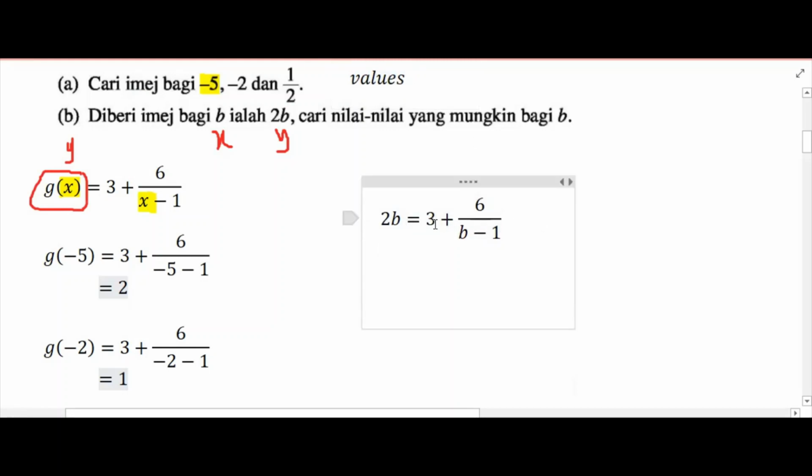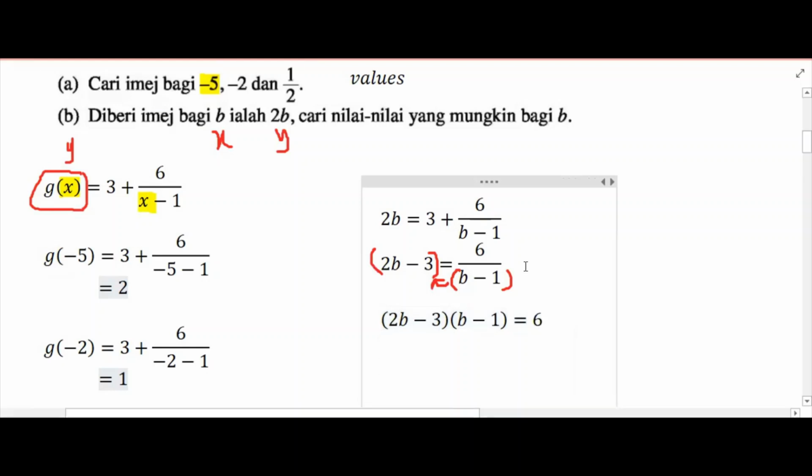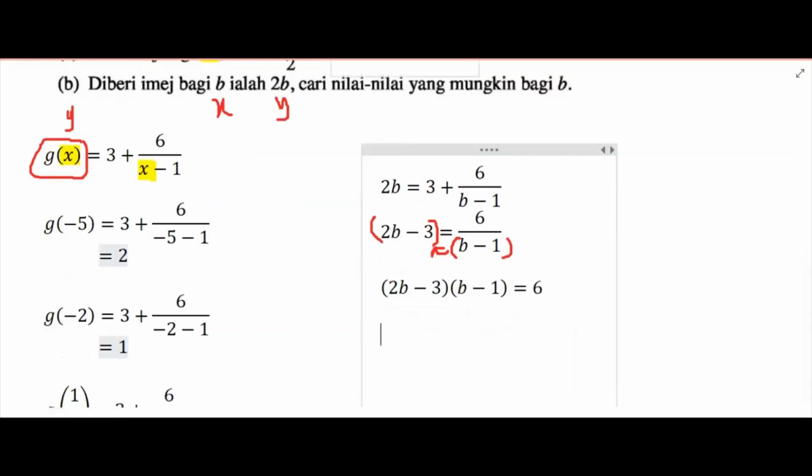So here, how you're going to do, I will move the 3 to the left side first. Pindah 3 ke kiri. So I left 6 over B minus 1. And then I am going to move the fraction up. Yang ini pergi ke atas. So the whole thing times with this one, darab dengan ini. So dia pindah ke atas. (2B minus 3)(B minus 1) equals 6. How to solve it? Let's multiply first. Kita darab dulu. 2B times B, 2B times negative 1. So this one becomes 2B squared, and then 2B times negative 1, negative 2B. Okay, lepas tu.